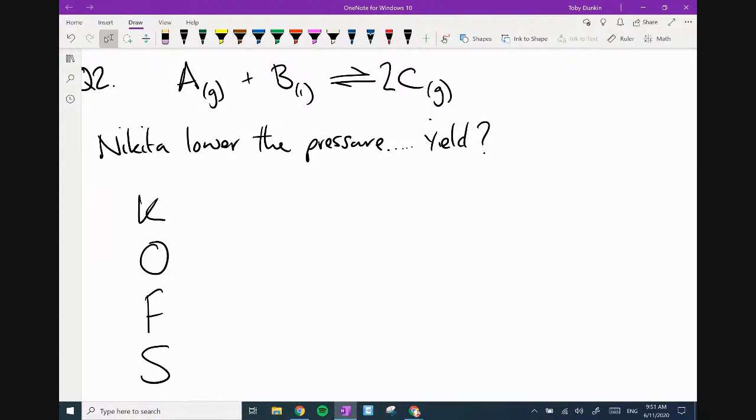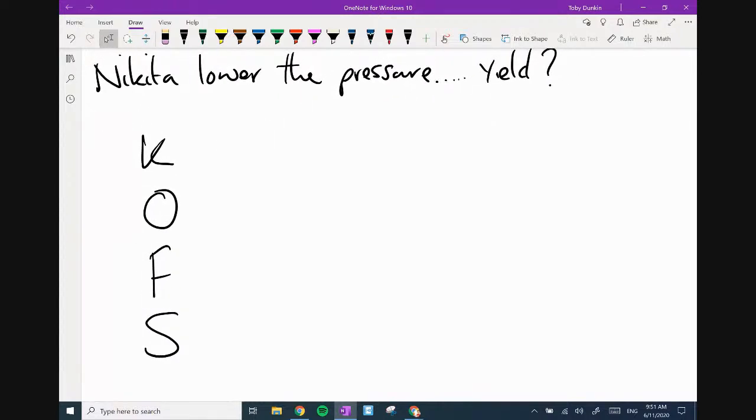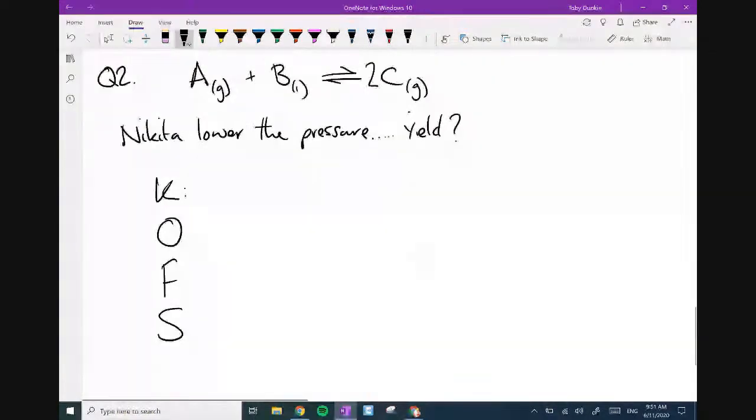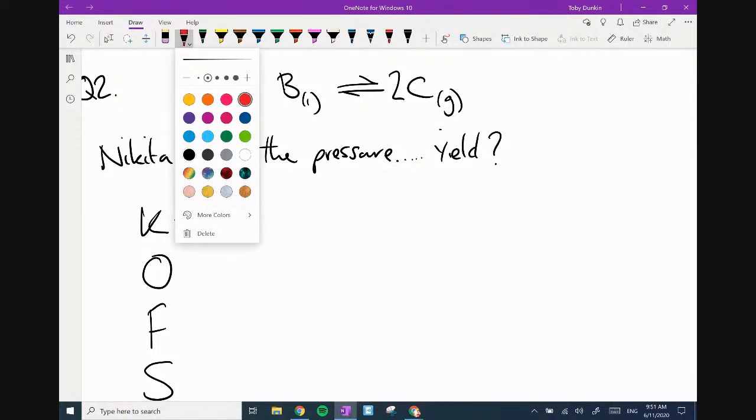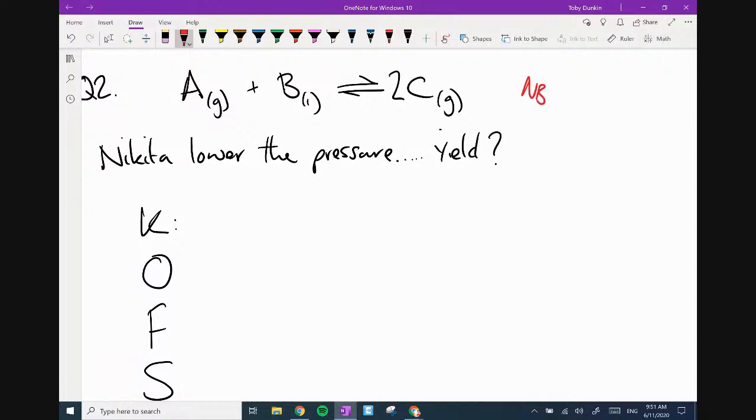Pause the video now and have a go at the answer. Okay, unpause. So knowledge. Now this is a trap. I'm trying to trick people. We know that there's a key bit here. There was a nota bene earlier on in the lesson. I'm gonna repeat the nota bene. Nota bene.